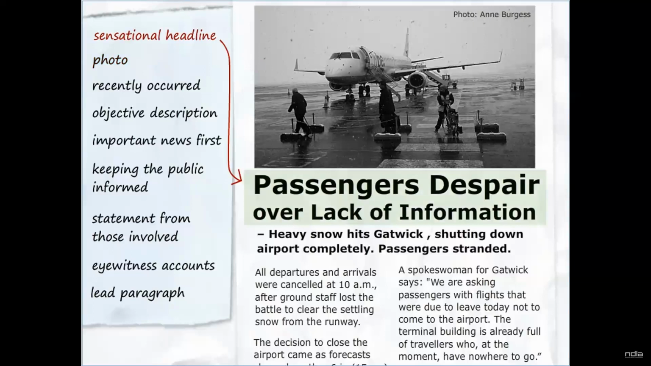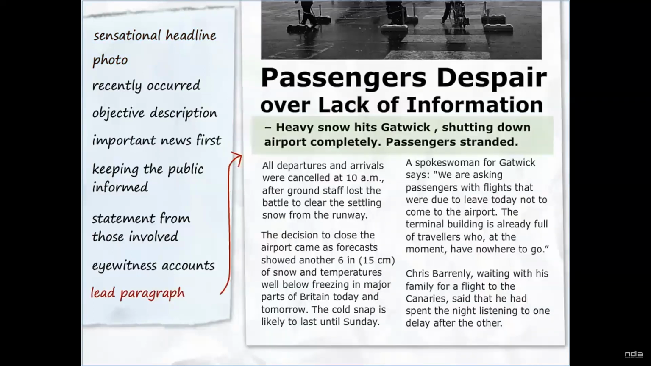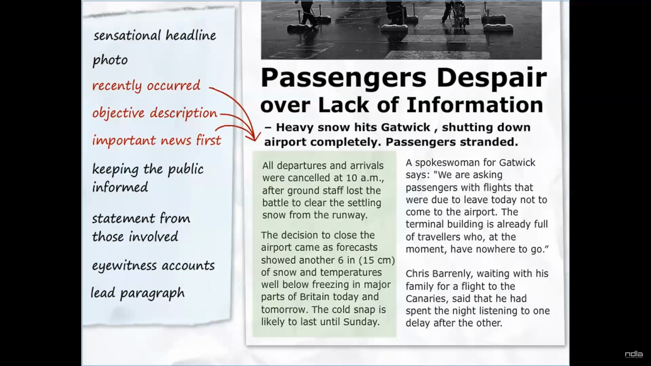Passengers despair over lack of information. Heavy snow hits Gatwick, shutting down airport completely. Passengers stranded. All departures and arrivals were cancelled at 10 a.m. after ground staff lost the battle to clear the settling snow from the runway. The decision to close the airport came as forecasts showed another 6 inches, 15 centimetres of snow, and temperatures well below freezing in major parts of Britain today and tomorrow. The cold snap is likely to last until Sunday.